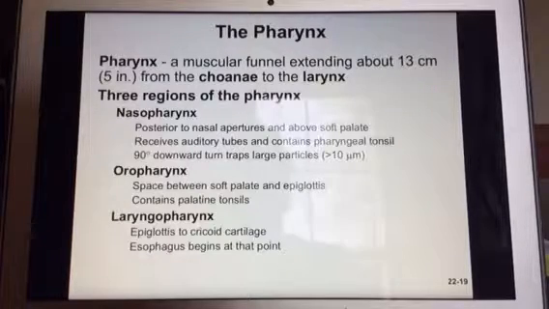So the nasopharynx is technically posterior to the nasal apertures, but above the soft palate. This receives the auditory tubes and has the pharyngeal tonsil. And it allows the air to have a 90-degree downward turn, and that downward turn traps large particles that are larger than 10 micrometers. The oropharynx is technically between the soft palate and the epiglottis, and then the laryngopharynx is the epiglottis to the cricoid cartilage.